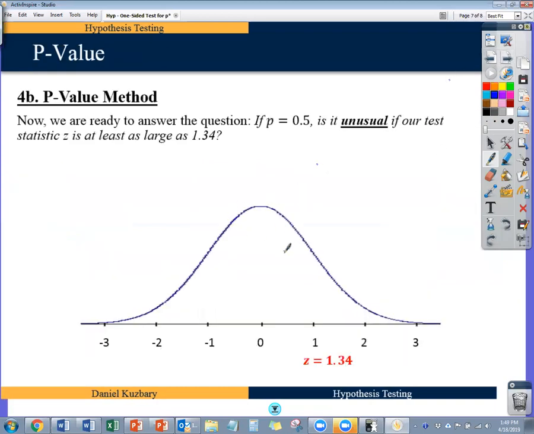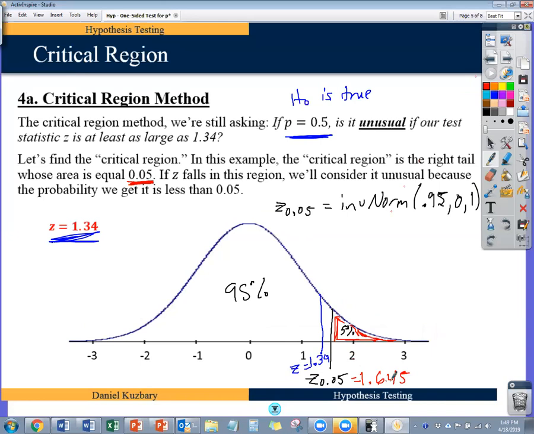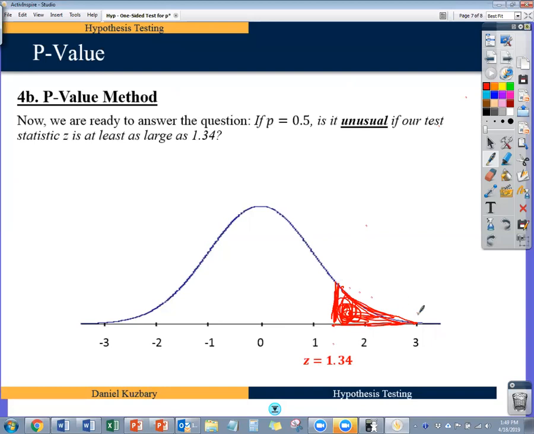Let's look at the p-value method for this as well. With the p-value method, we want to see how unusually large this is. So what's the chance of getting a test statistic that is bigger than or equal to 1.34? Now notice this region is a little bit different than the one I found earlier. The one I found earlier started at 1.645 and Z was over here. Now I'm finding the region that starts at Z and goes all the way there. And I want to see, is this unusually high or not? What's the area of this, which is what's called the p-value.